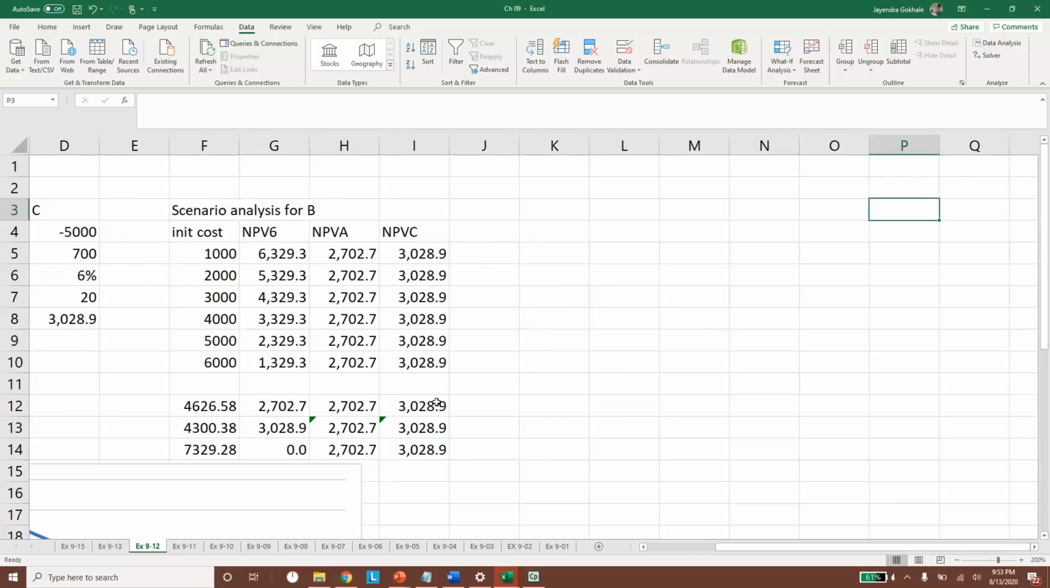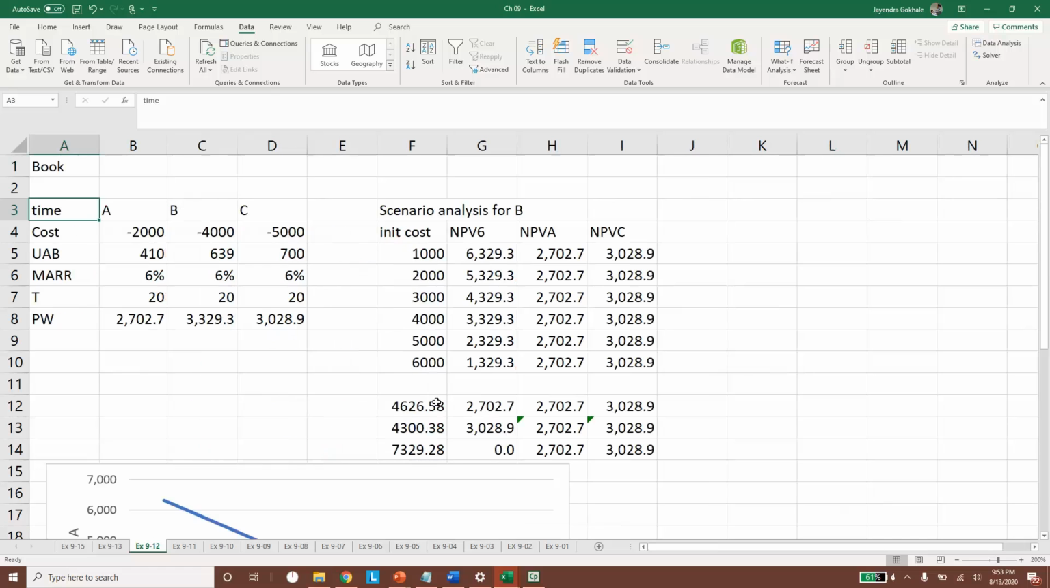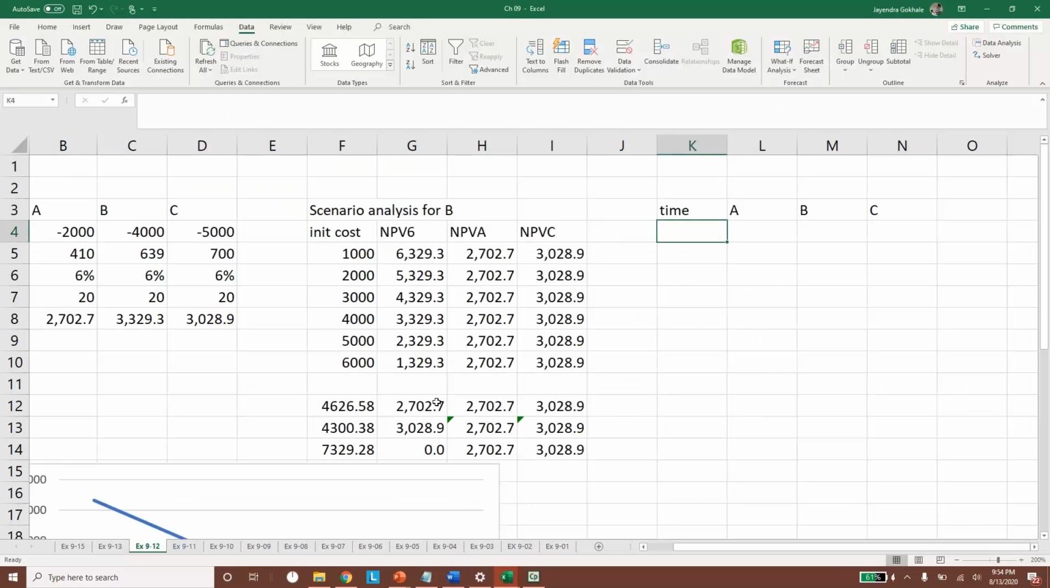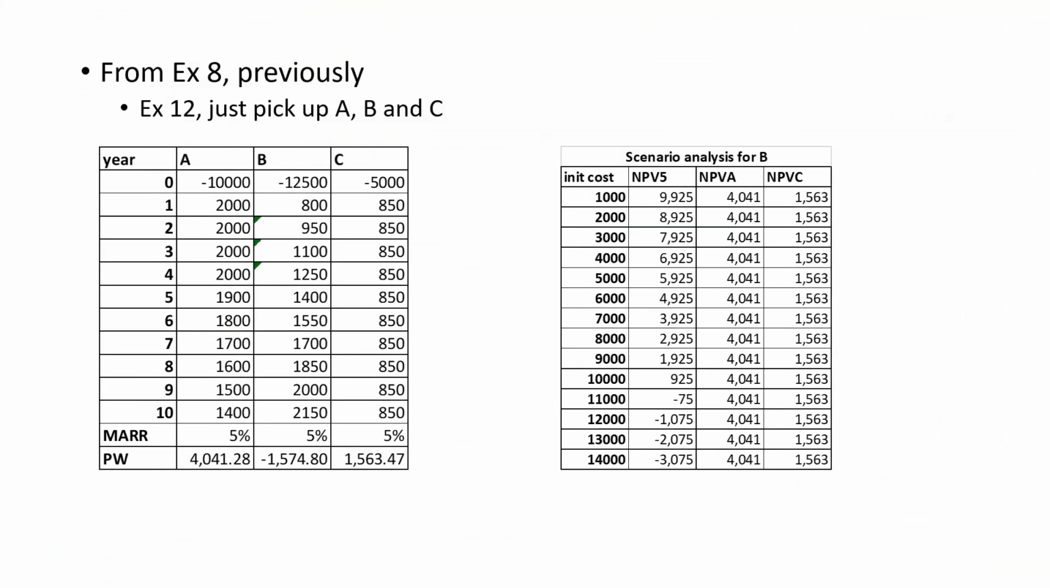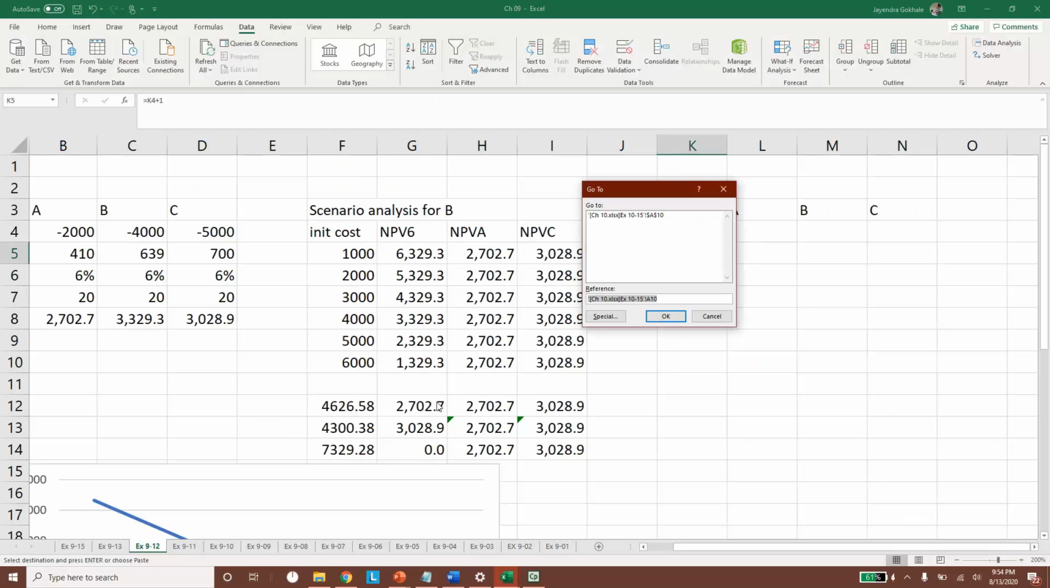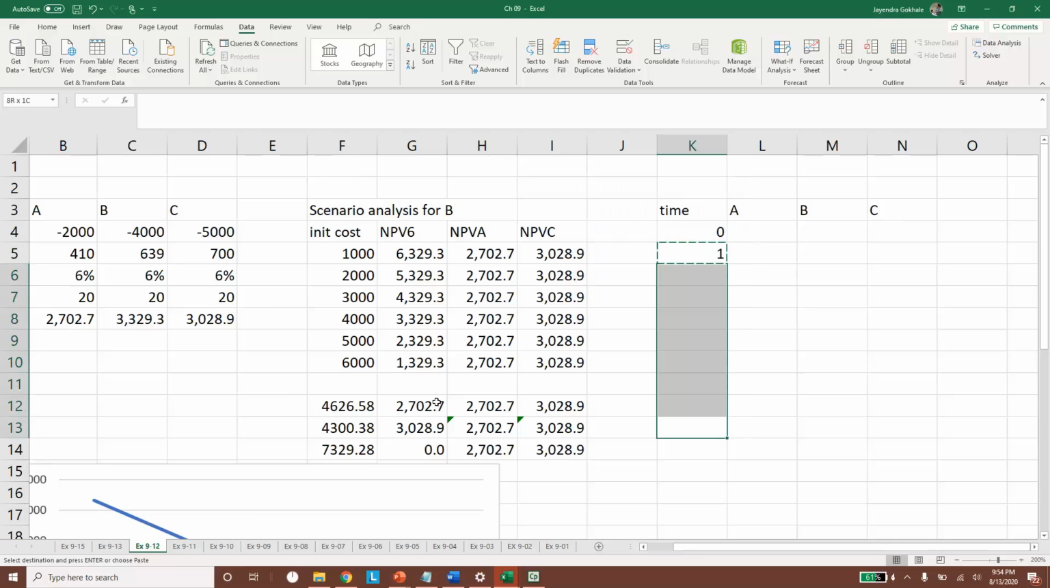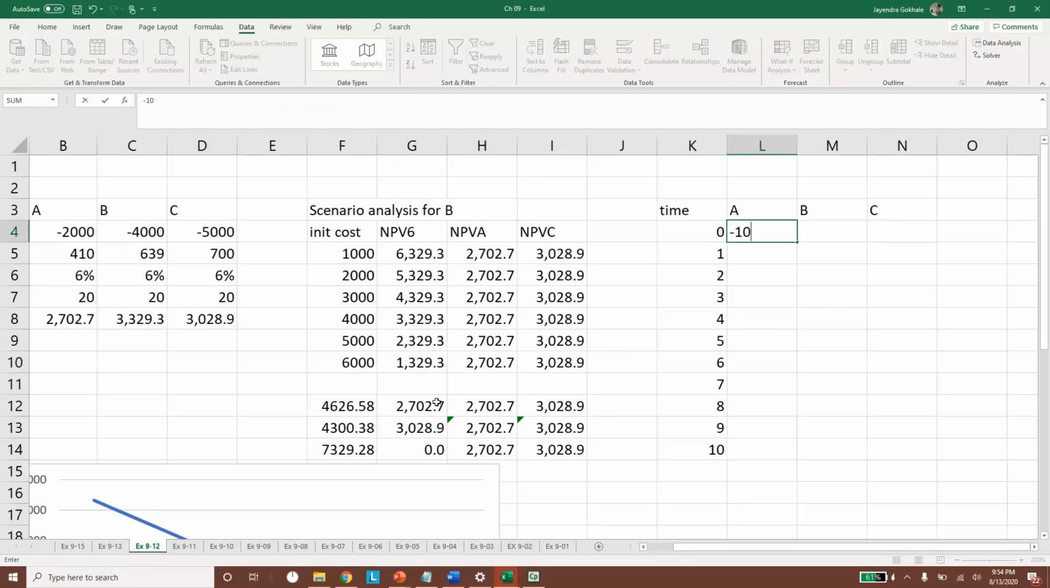Let's just do it. So let's put the numbers here, and this might take a little bit of time. Time, A, B, and C. Alright, so 0 equals this plus 1. Copy that. How many years? 10 years. Control G, and we'll go to K13. Control V. One more year please. 10. Alright, so minus 10,000, and the first cash flow is 2,000.